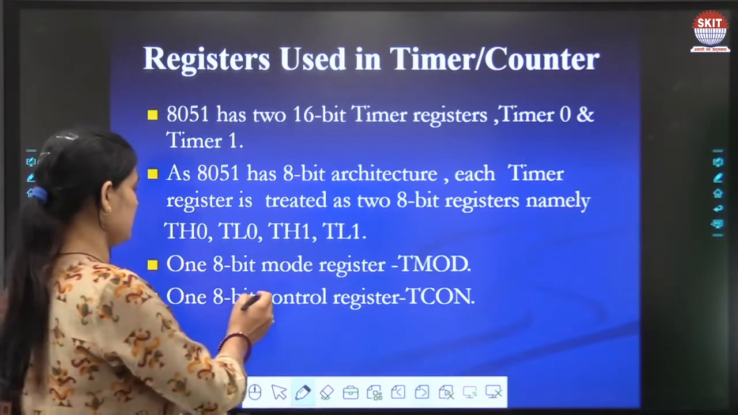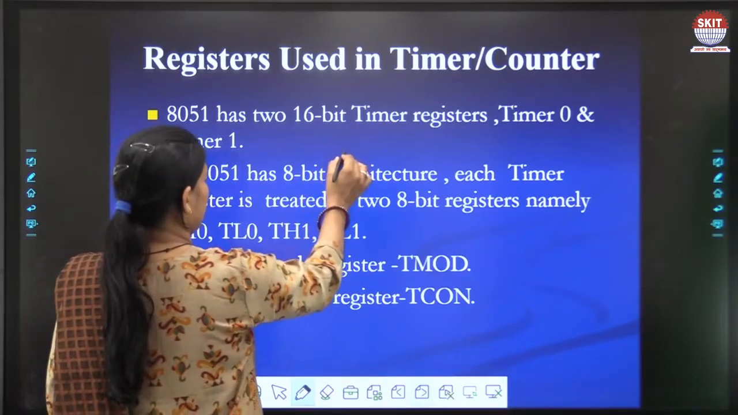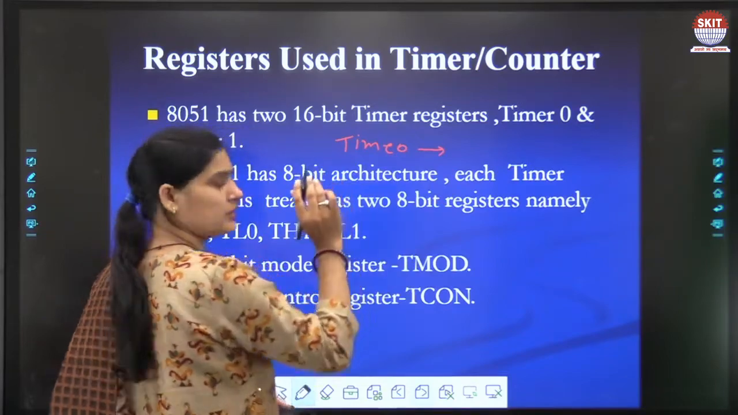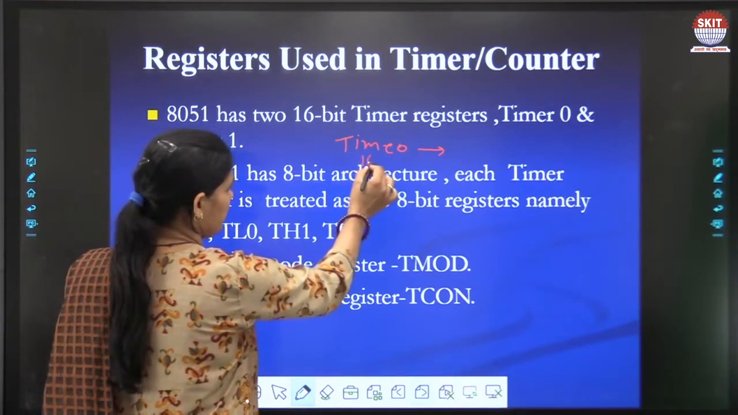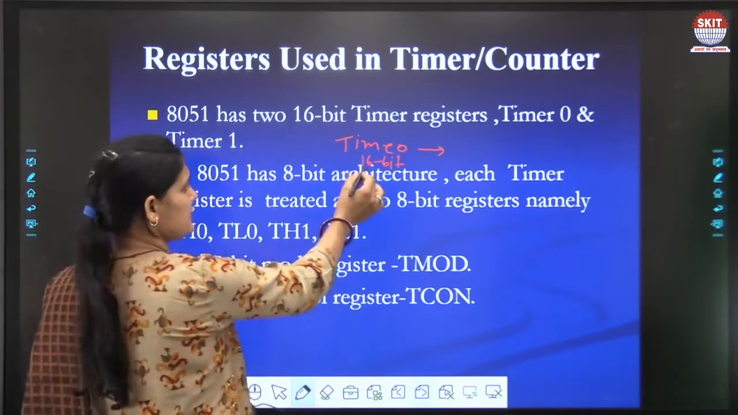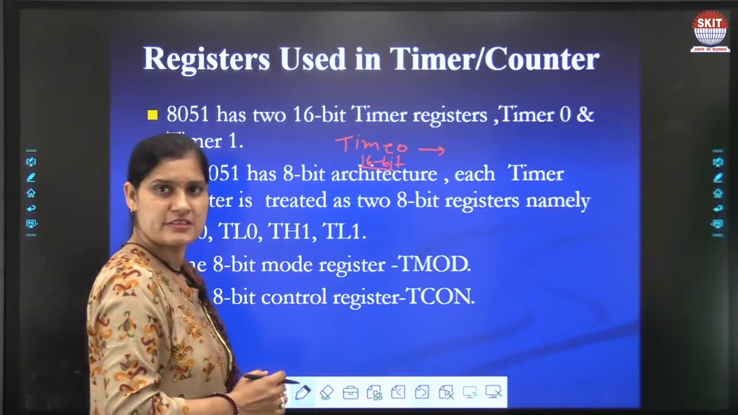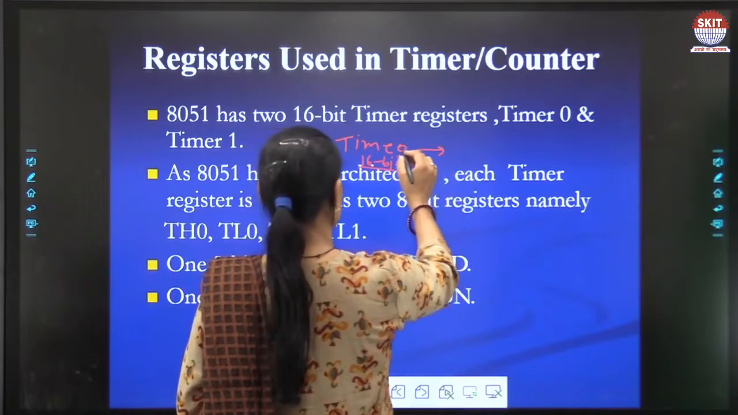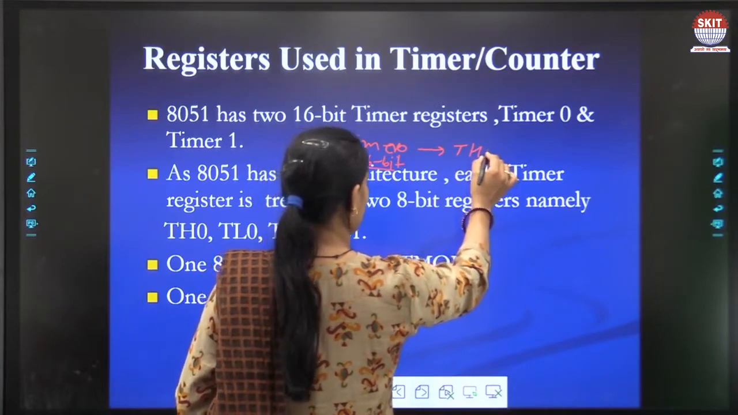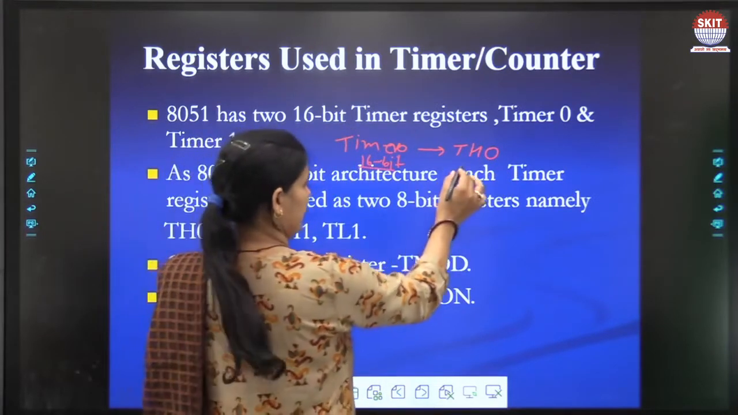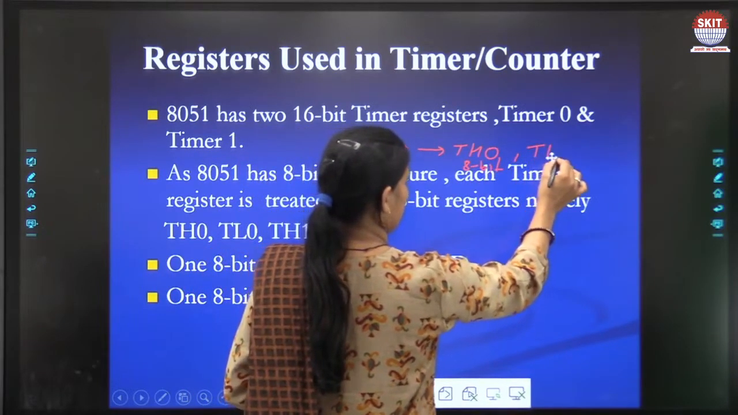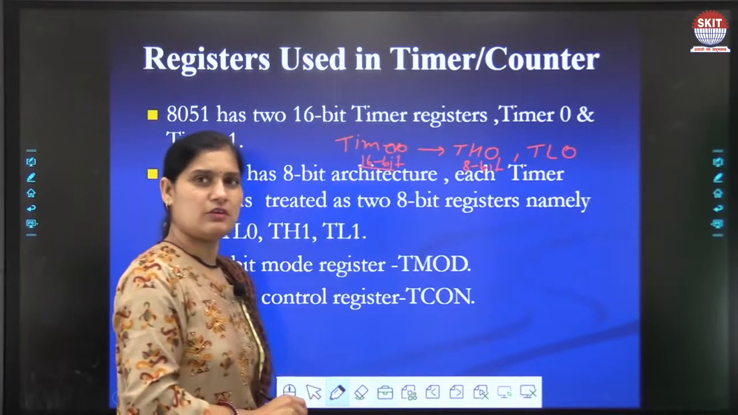We can take timer 0, which is a 16-bit register, and divide it into 8-bit registers. So the two 8-bit registers of timer 0 are timer 0 higher byte, which is an 8-bit register, and timer 0 lower byte, which is also an 8-bit register.